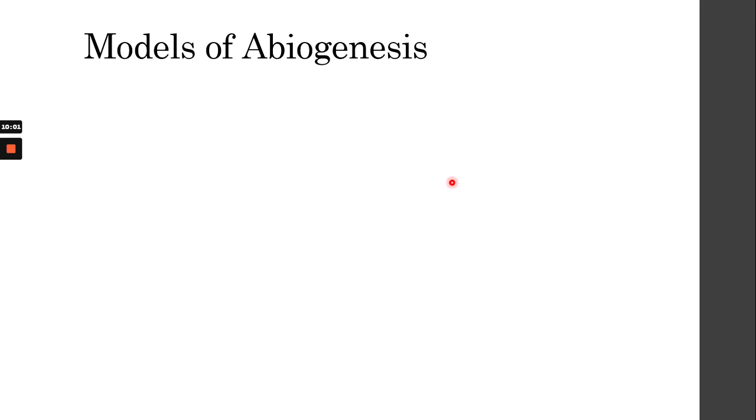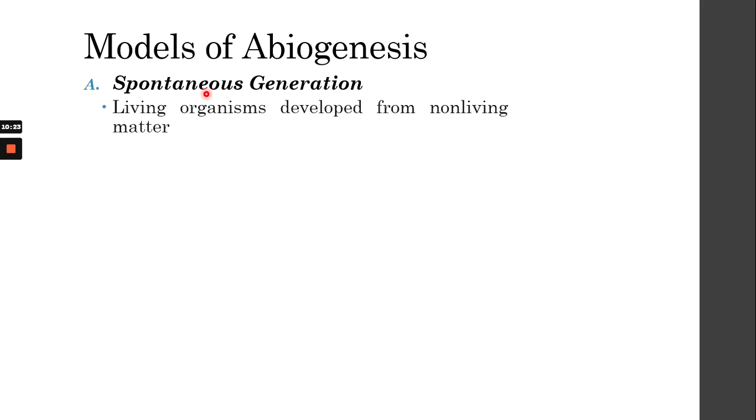So now let's look at some various models of abiogenesis. First is spontaneous generation. We discussed this: spontaneous means sudden, and generation is another word for creation. Spontaneous, sudden creation of life. And this is where we believe that living organisms developed from non-living matter.